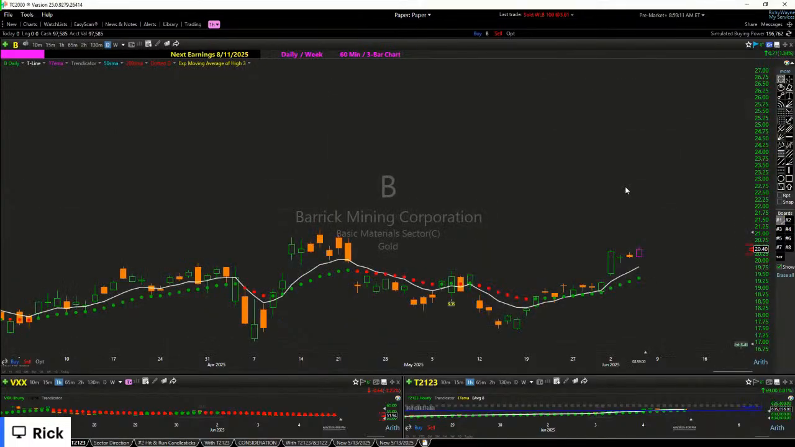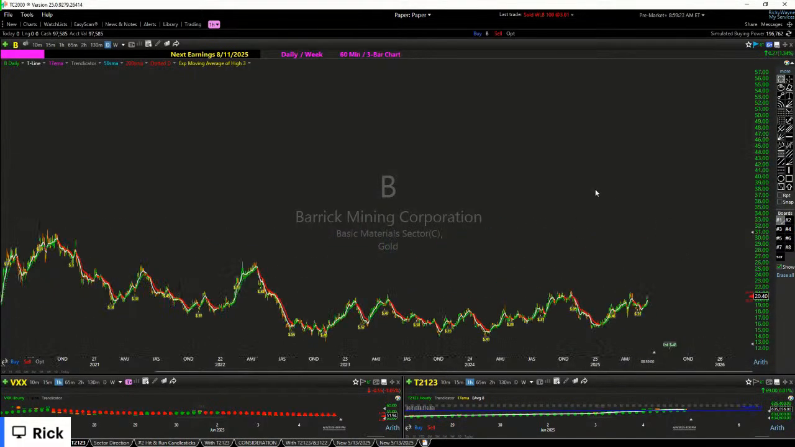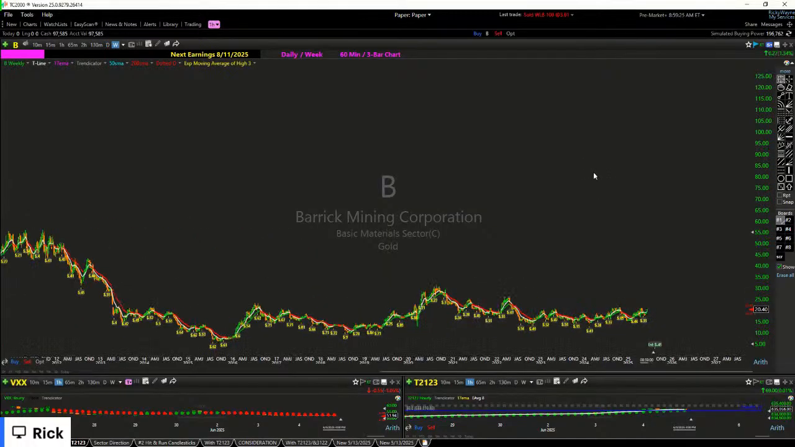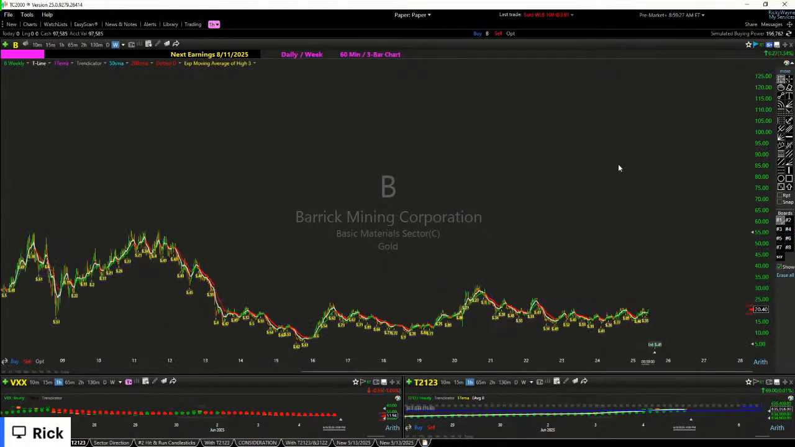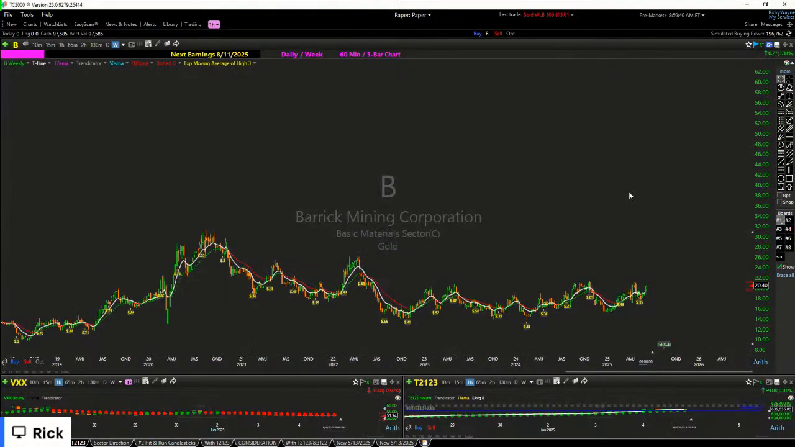Take a look at B. Look at B. Up, consolidate. 3-8 trap breakout on this one here is what we're doing. Look at that. I'm going to go to a weekly chart. There we go. Look at that weekly chart. Building a nice little bottom in here. The upside potential, I think, is fantastic on this. Could be a $42 stock up here. So keep your eyes on B.